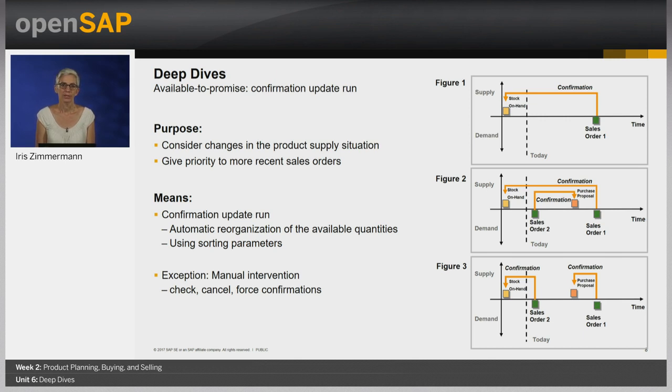For exceptional manual interference, in case of an urgent need to prefer one customer to another, the confirmation for one customer can be cancelled and given to another customer with a manually initiated availability check. With this, I close the ATP topic and move to our third and last topic, which is task management.